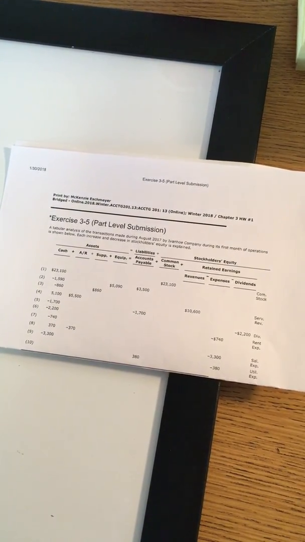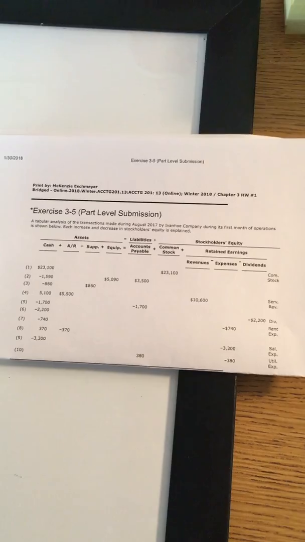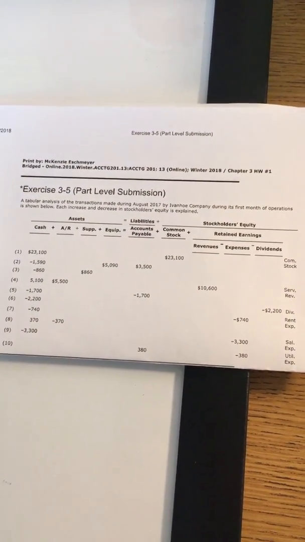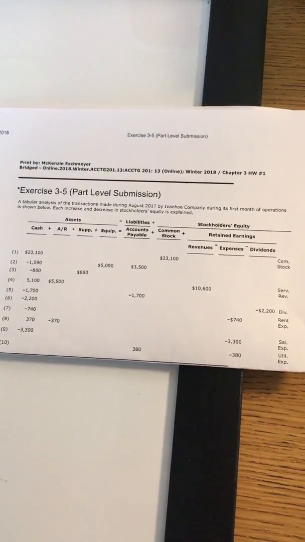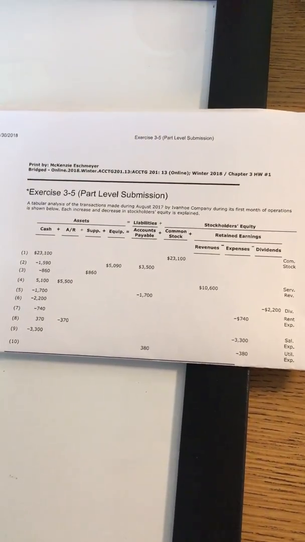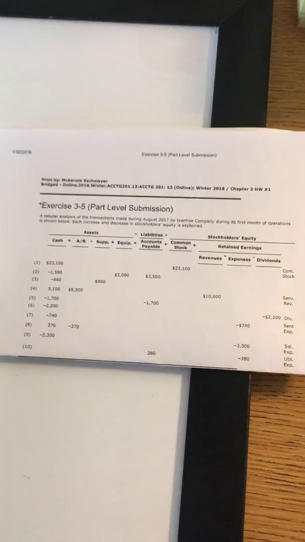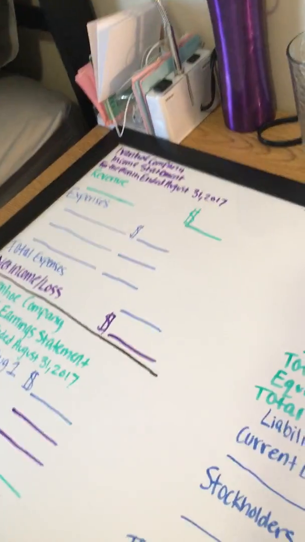First, they start off by giving us a tabular analysis of transactions made during August 2017 by Ivanhoe Company during its first month of operations, shown below. Each increase and decrease in stockholders' equity is explained. During this exercise, we're going to be completing the income statement, the retained earnings statement, and the balance sheet.